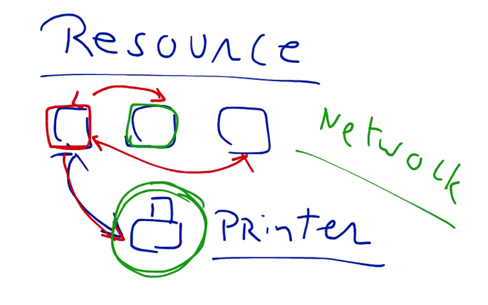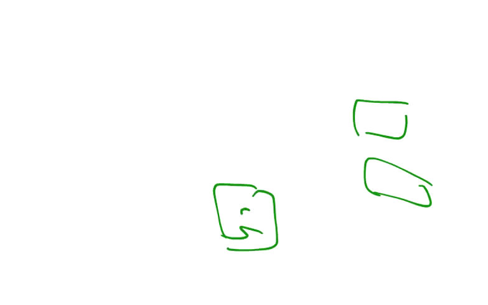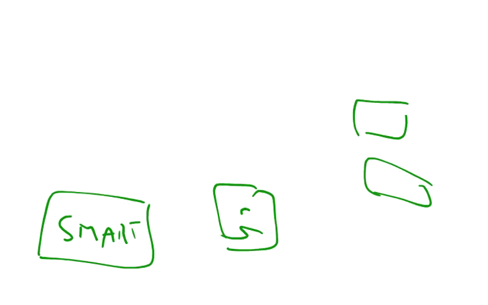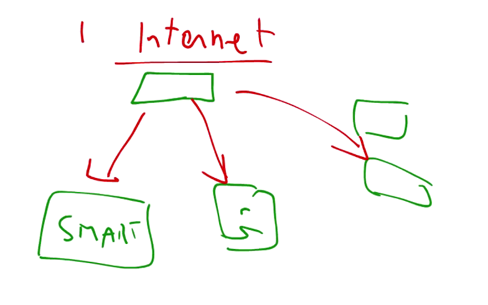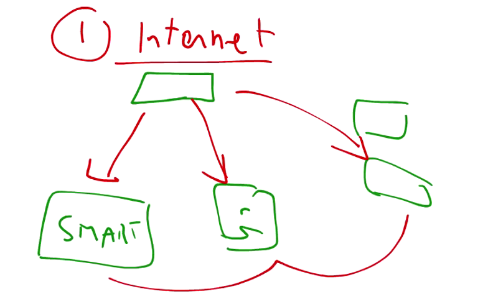Another example of resource sharing is the internet connection. Let us suppose we have got a laptop, a tablet, and a smart TV at home, but we have got only one internet connection. And usually at home we share one internet connection resource with three devices. So the purpose of a computer network is to share resources and to share data.